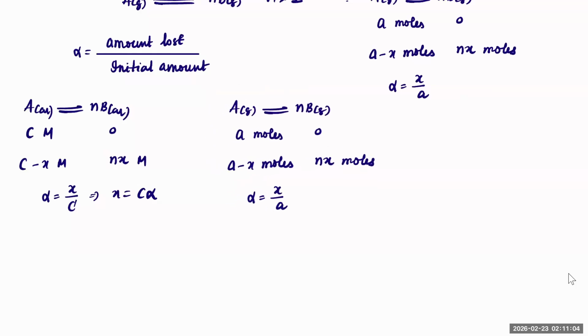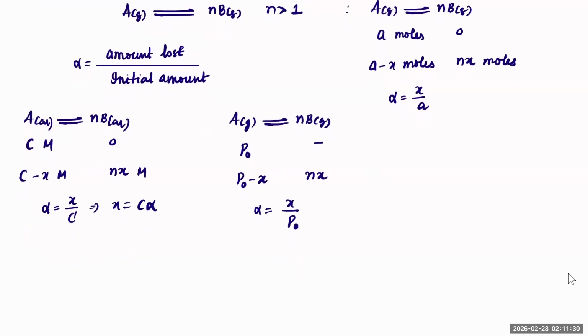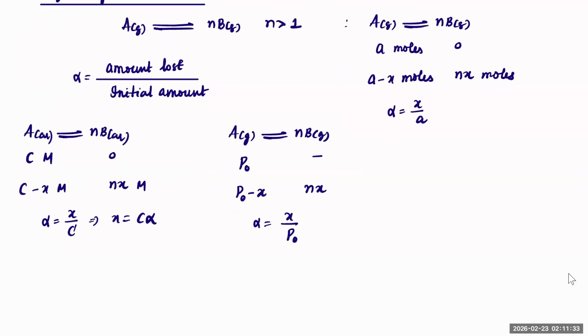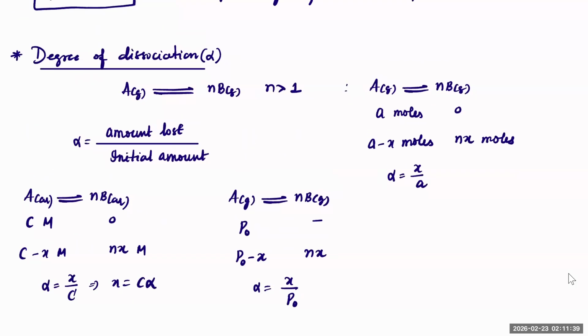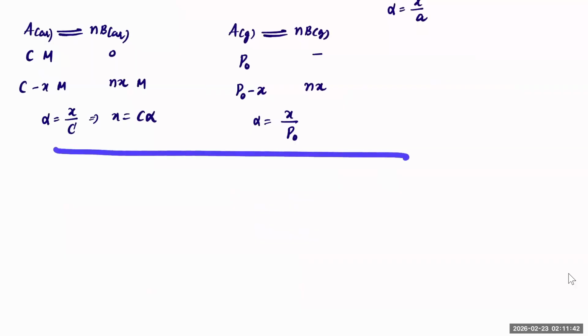Similarly, if you write in terms of pressure, imagine this is a gas and gas, and I'm writing them in terms of pressure instead of moles. So this has initial pressure P naught, and then from that pressure, some X amount is lost to form NX amount of pressure. Then alpha can be X by P naught. So it all depends upon in which particular case you are expressing, whether in terms of moles or concentration or pressure. Accordingly, the alpha value changes. Now, we got an idea about alpha. You need to learn how to use it in various cases.